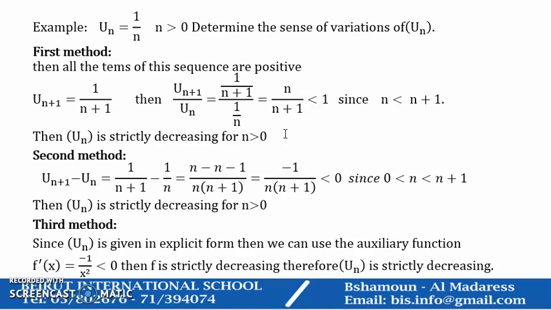The second method, we use u(n+1) minus un, which gives us the answer minus 1 over n times (n plus 1), which is strictly less than 0. So un is also strictly decreasing. Third method: since un is given in explicit form, we can use the auxiliary function, f prime of x equals minus 1 over x squared. We notice that this f prime of x is strictly less than 0, then f is strictly decreasing, therefore un is strictly decreasing. We notice that by using the three methods we obtain the same answer, that un is strictly decreasing. And that's all for today. Thank you.